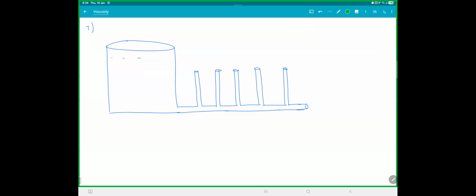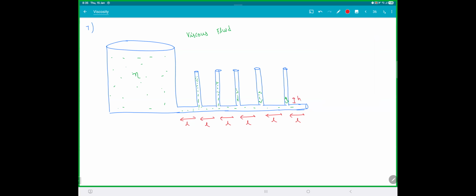This tank is completely filled with the viscous fluid. This length is L, this is L. So distance between any two pipes is L. And it is observed, this liquid which is there, you actually get different heights.